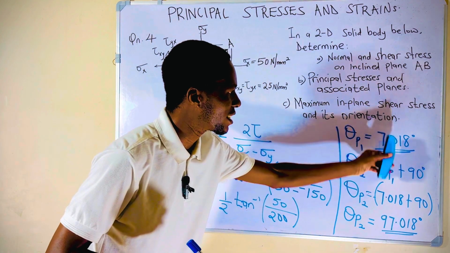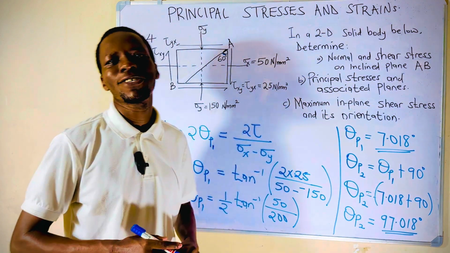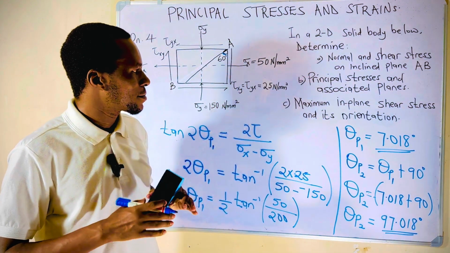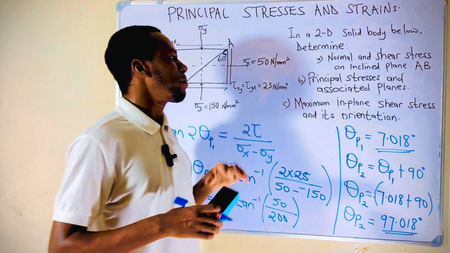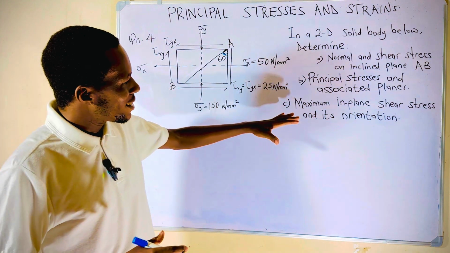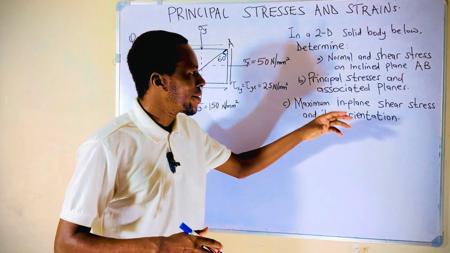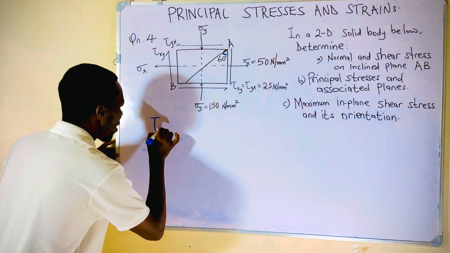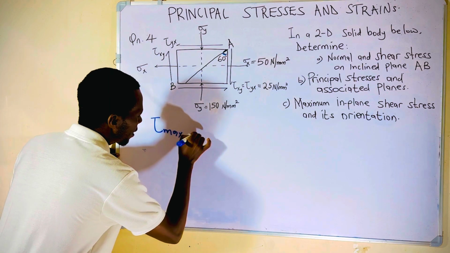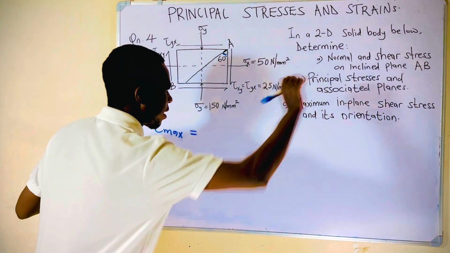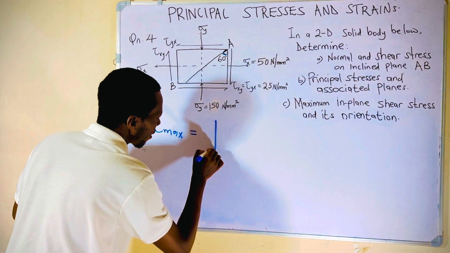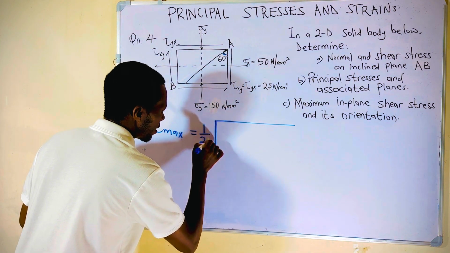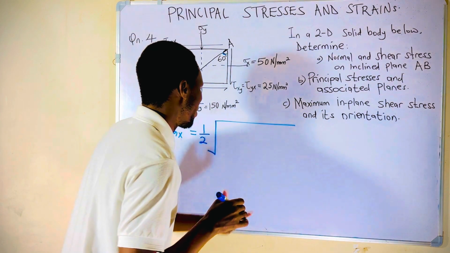So these are the associated planes that you're supposed to get. We're done with the B part of the question. We now need to do the C part of the question. To calculate the C part of the question, that is the maximum in-plane shear stress, the expression is tau max is equal to, remember I gave the expression in the first video. Please watch that so that you know all these formulas.